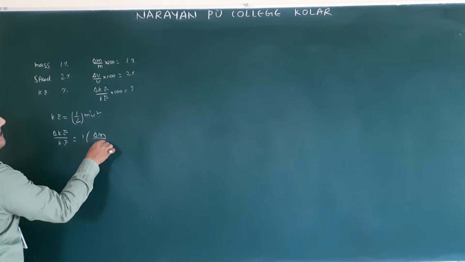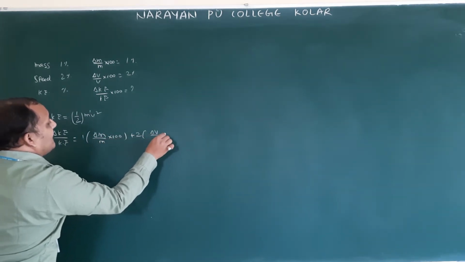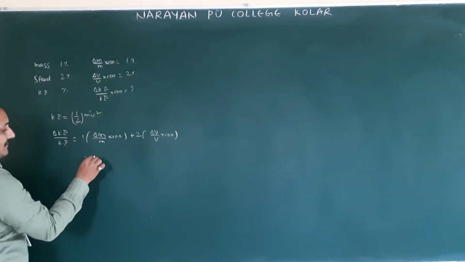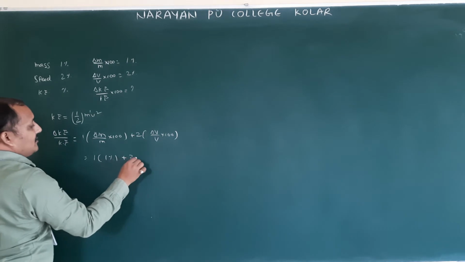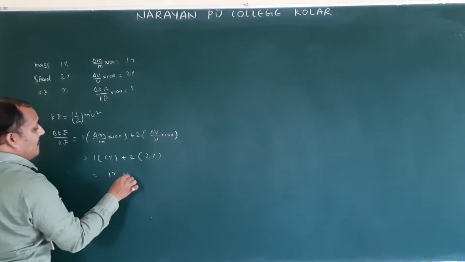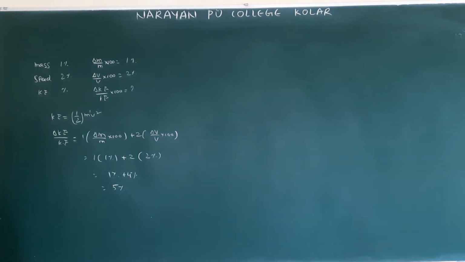So delta m by m into 100 plus 2 into delta v by v into 100. Delta m by m into 100, how much? 1%. 1 into 1% plus 2 into 2%. So 1% plus 4%, that is equal to 5%. So in kinetic energy, what is the percentage error? 5%.